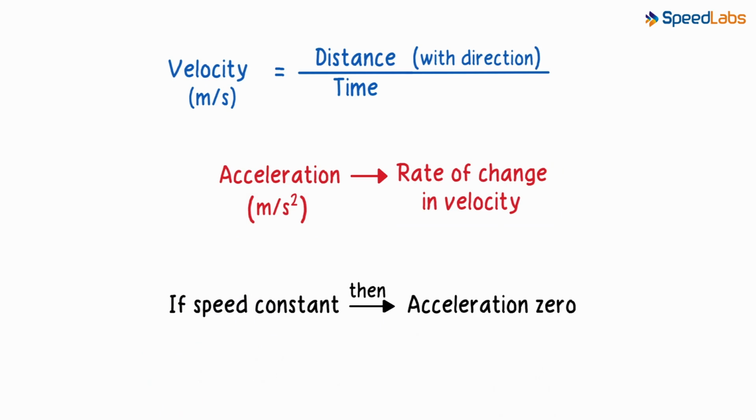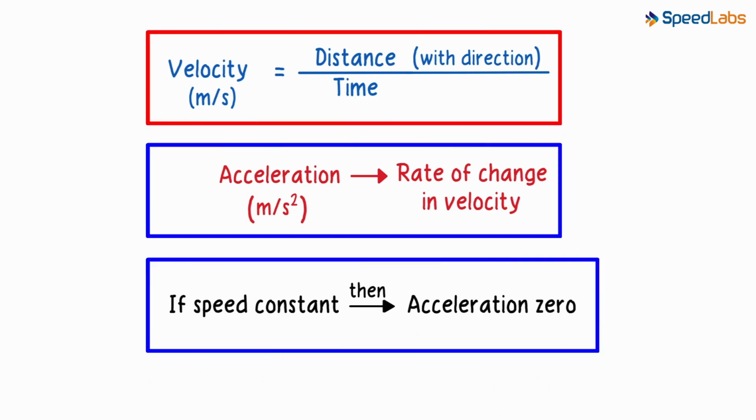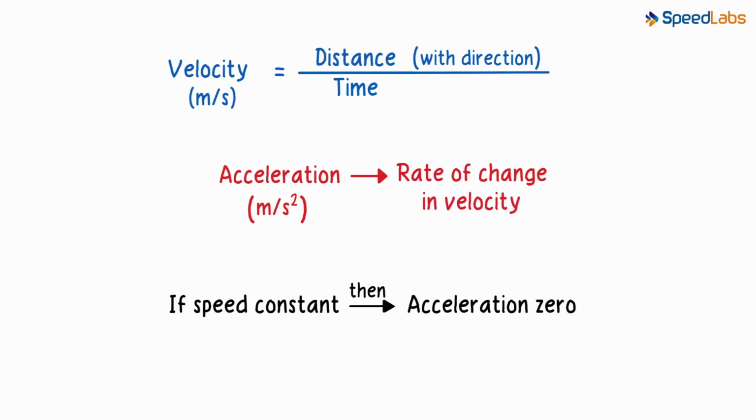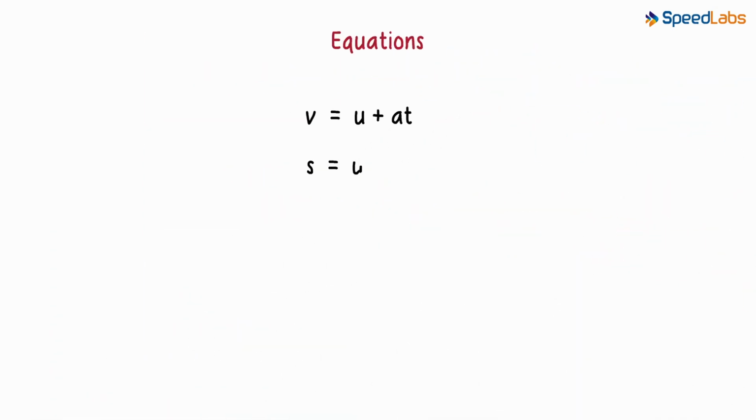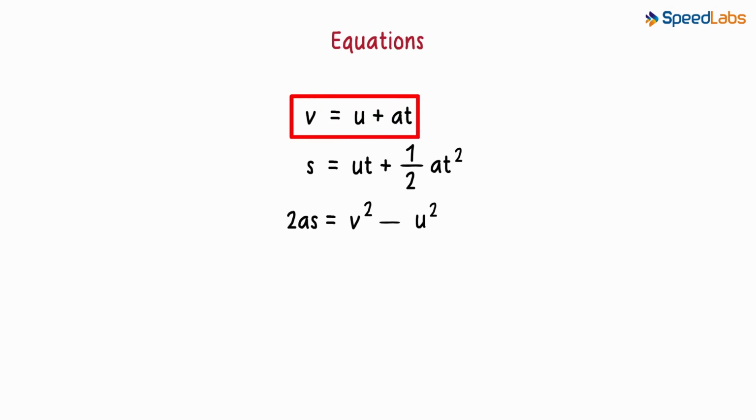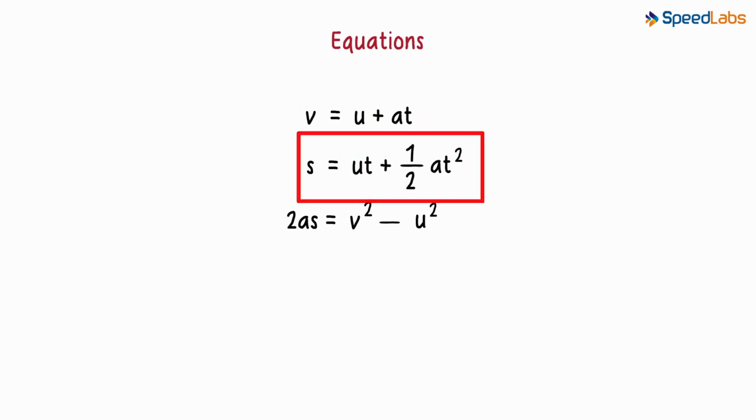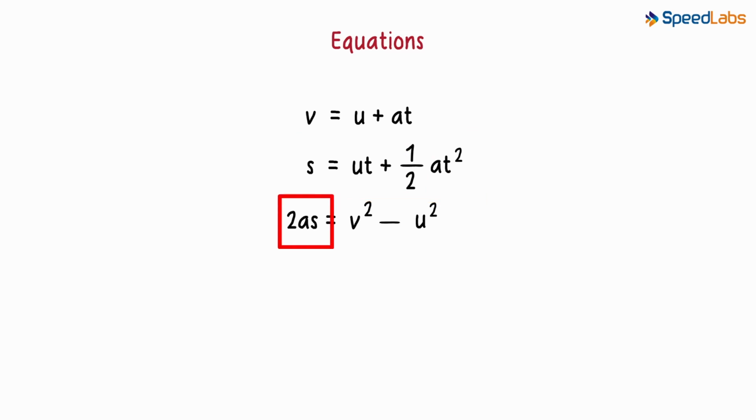Now what we will see is the relation between all these when an object moves along a straight line with uniform acceleration. These are three important equations we come across in physics when we learn about motion. V is equal to U plus AT, S is equal to UT plus 1/2 AT squared, 2AS is equal to V squared minus U squared.